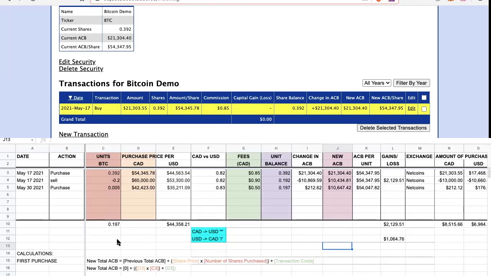I've done my calculation correct on my spreadsheet based on what Adjusted Cost Base.ca is telling me. My new ACB per share price is 54,347, and there it is there. So I've done my calculations correct. Let's move on to our sell.